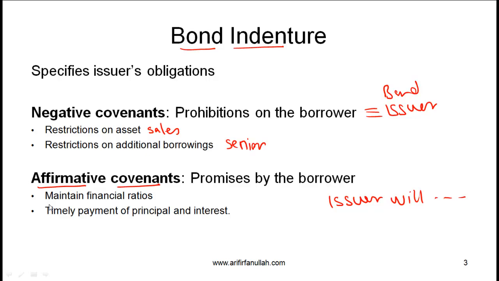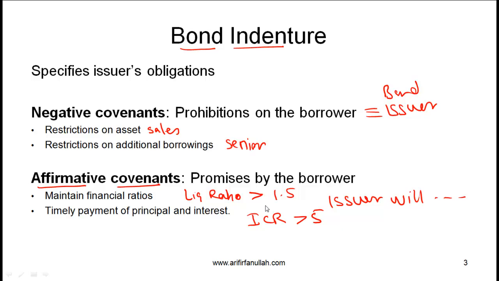Examples being maintain certain financial ratios. For example, the issuer might have to maintain a liquidity ratio greater than 1.5. Similarly, the issuer might have to maintain an interest coverage ratio of greater than 5. So I'm just making up numbers here, but clearly there are certain ratios that are important for the investor.